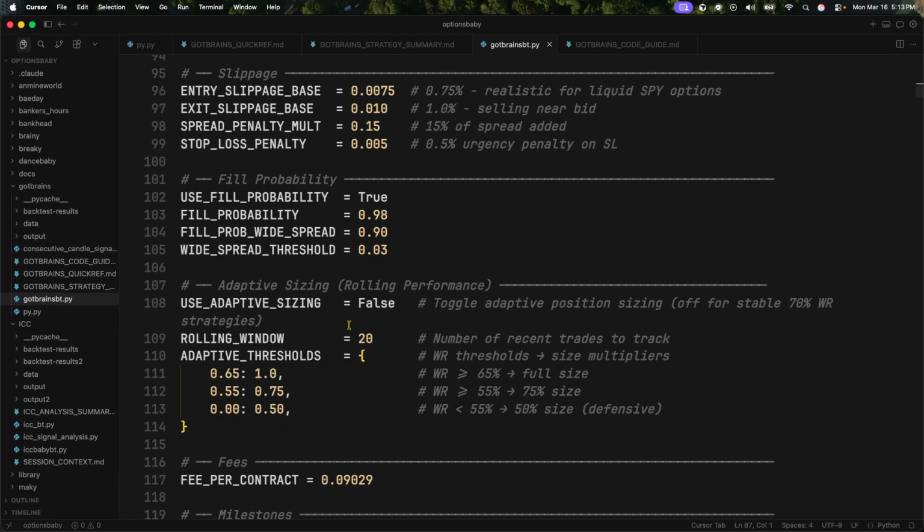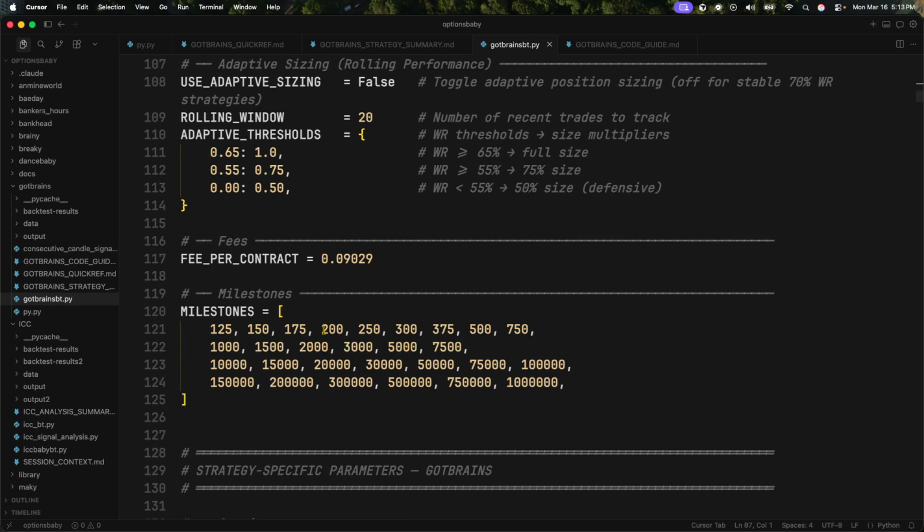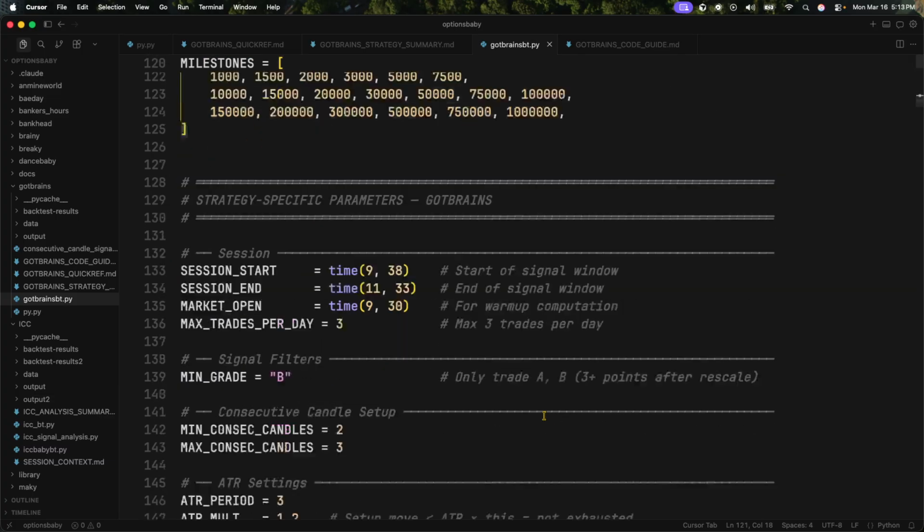I'm not using the adaptive sizing, so I'm just going to skip over that. We also have our fees in our option contract because there's nothing for free, so you want to make sure you model that. We also have our milestones, right? Because I want to gauge how long it takes a strategy to make $125, starting at 100, 150, 125, all the way up to 100,000, and then see how well the strategy performs. So that's something that'll be interesting to do.